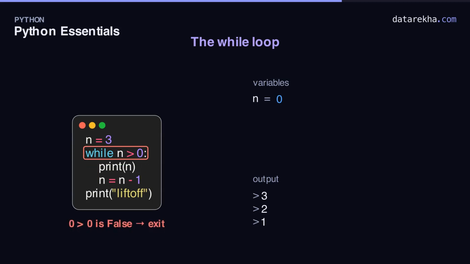Now n is 0. Is 0 greater than 0? No. The condition is false, so we fall out of the loop. The final line prints liftoff. 3 numbers counted down. Then we're done.